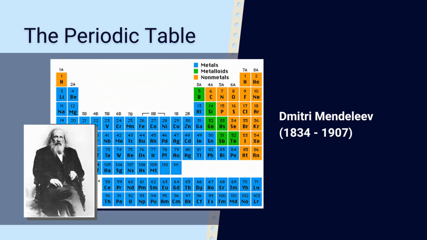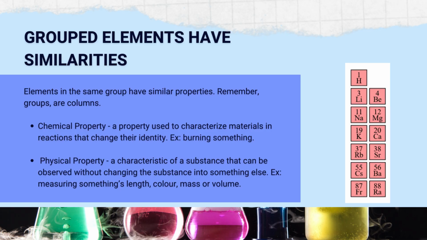So, as discussed, in chemistry, grouped elements share similar properties. These groups are represented by columns in the periodic table. Chemical properties are used to identify materials and reactions that change their identity, such as burning, while physical properties can be observed without changing the substance into something else, such as measuring its length, color, mass, or volume.